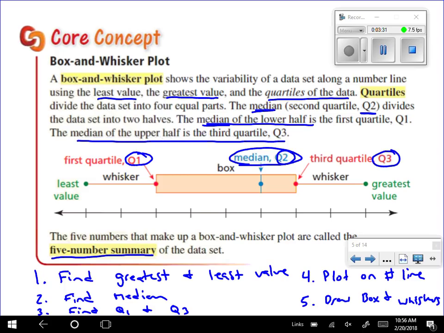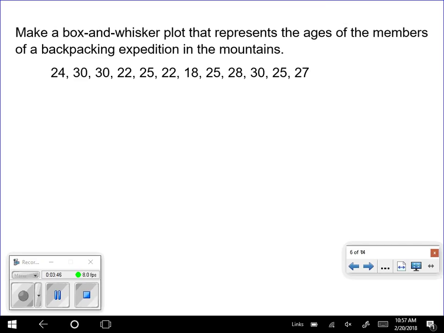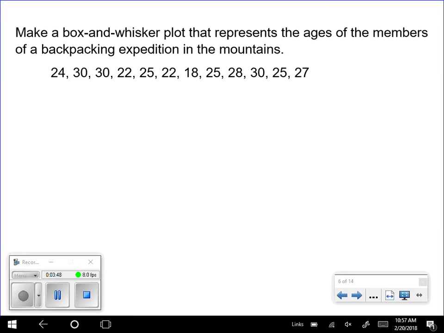Obviously these kind of all fall into the same idea here. Okay, so you could narrow it down to find the 5-number summary, plot them on a number line, draw the box and whiskers. So let's go ahead and try one. Okay, it says make a box and whisker plot that represents the ages of the members of a backpacking expedition in the mountains. Okay, so the first thing we have to do is find the 5-number summary.